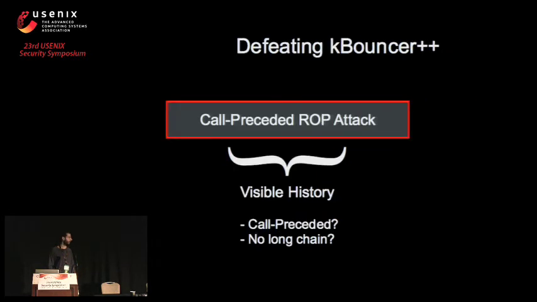Okay, so how does this improved attack work? Well, we can't just say, let's just put a call-preceded ROP attack and be done. You would want this to be the case, but everything's going to be call-preceded, so we're good on that account. But there still is a long chain of gadgets. It's still going to be the case that there is a long chain of short gadgets which kBouncer is going to use to detect that this is an attack.